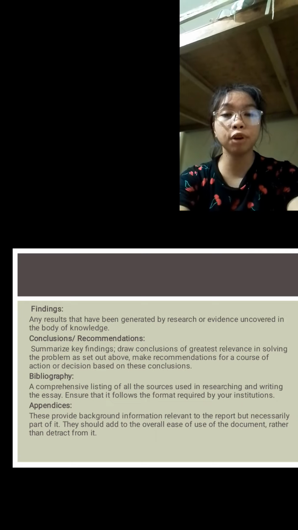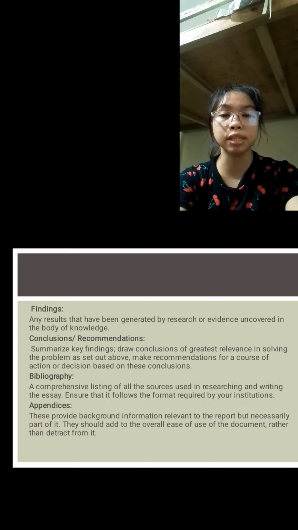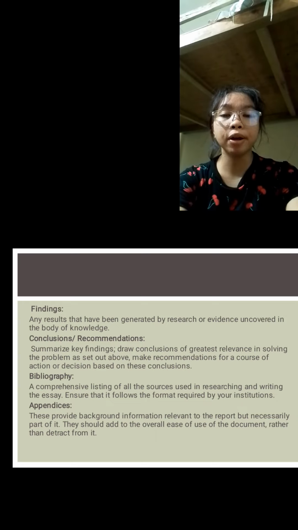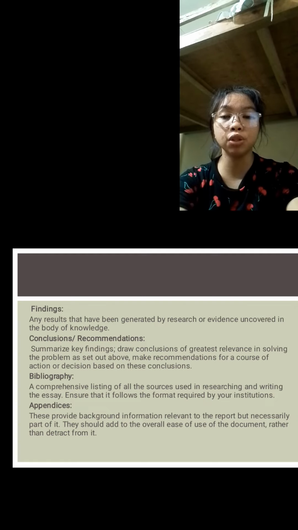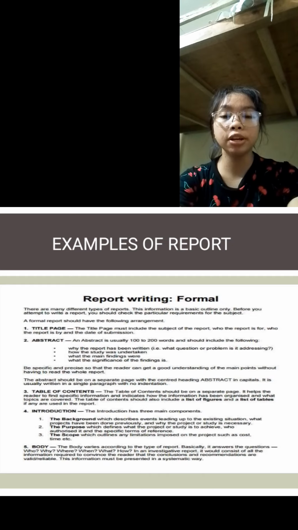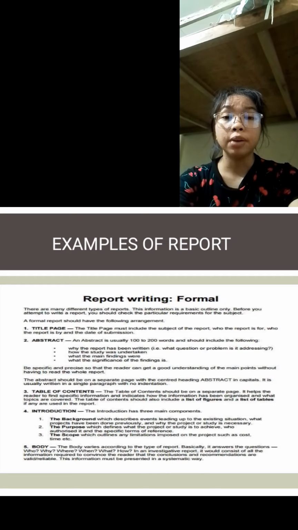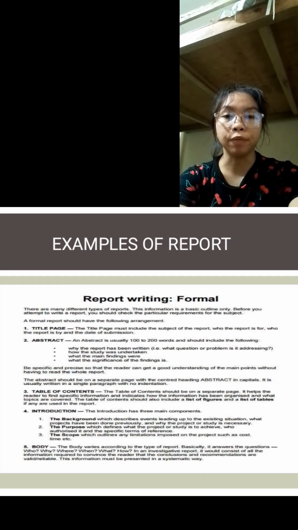Ensure that it follows the format required by your institution. Appendices provide background information relevant to the report, but not necessarily part of it. They should add to the overall ease of use of the document rather than distract from it. So, these are the examples of a report format.